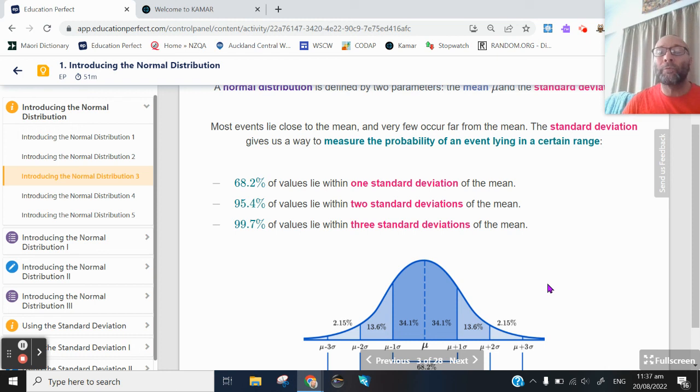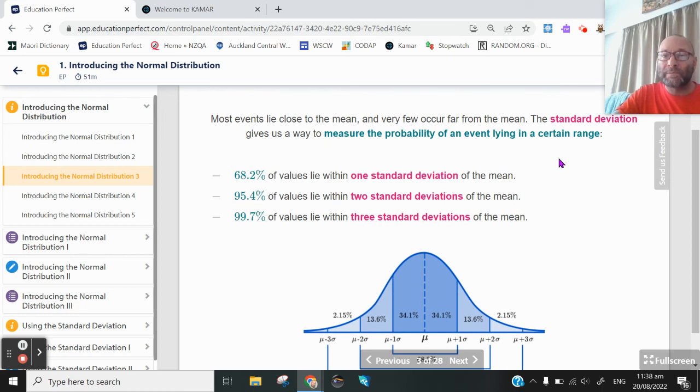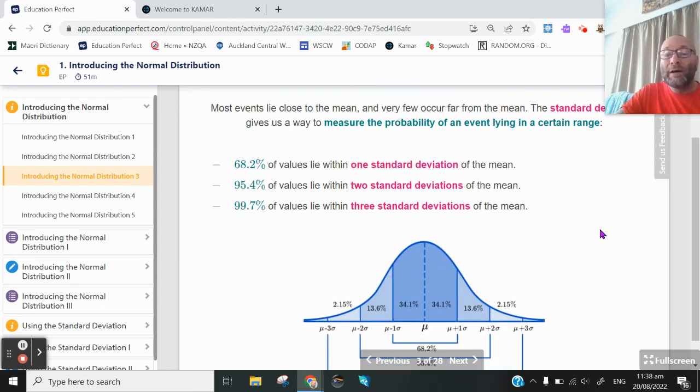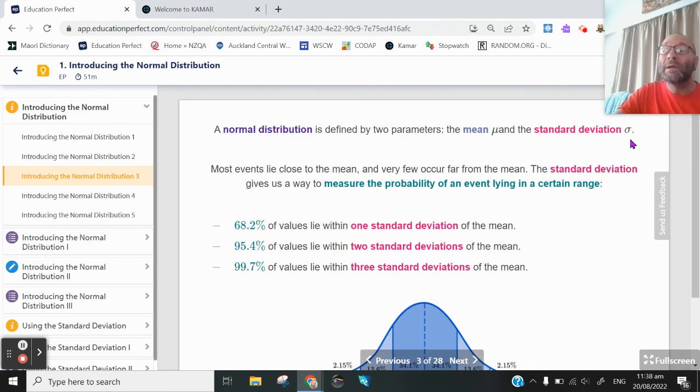Now, just like we call the range a measure of spread in statistics, there's a special word for that. The standard deviation is also a measure of spread. And the standard deviation gives us a way to measure the probability of an event lying in a certain range. In other words, the standard deviation, which is sigma, is a way to describe how far away from the mean we are. Okay, so the standard deviation, as I said, is the Greek letter sigma.